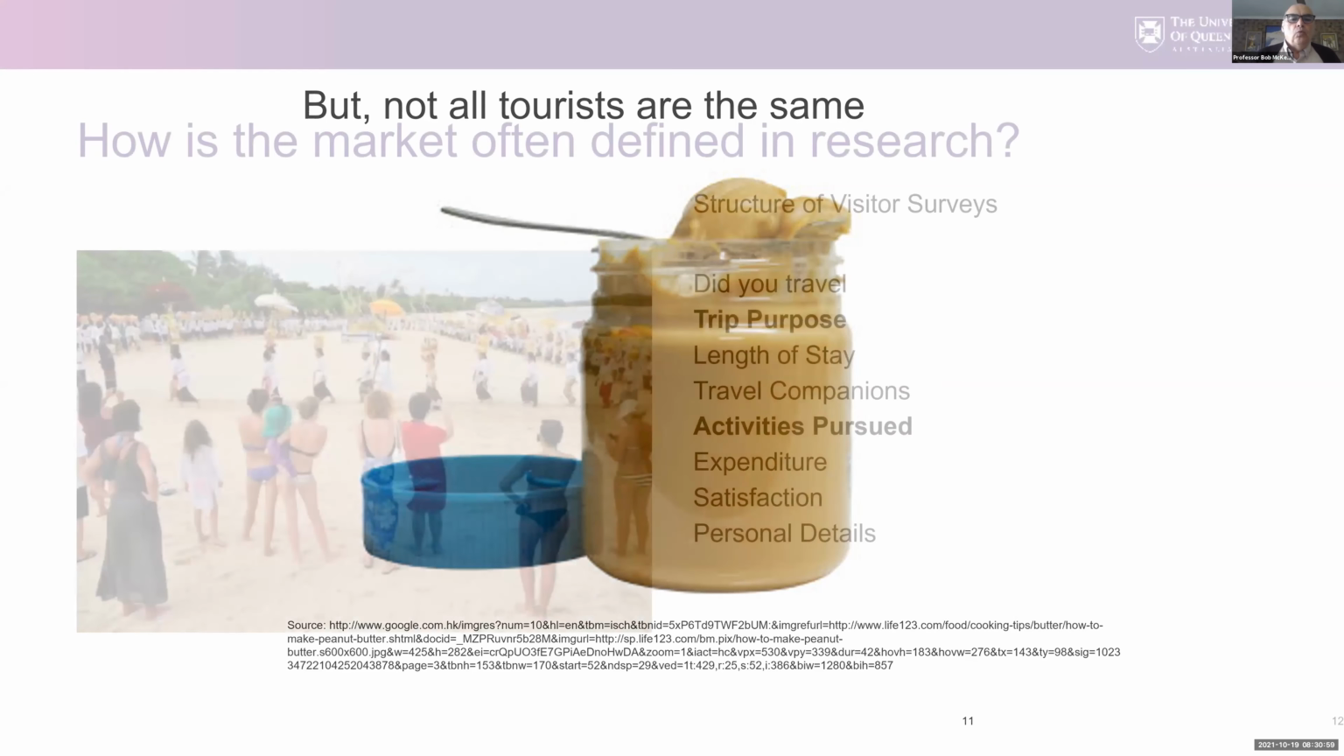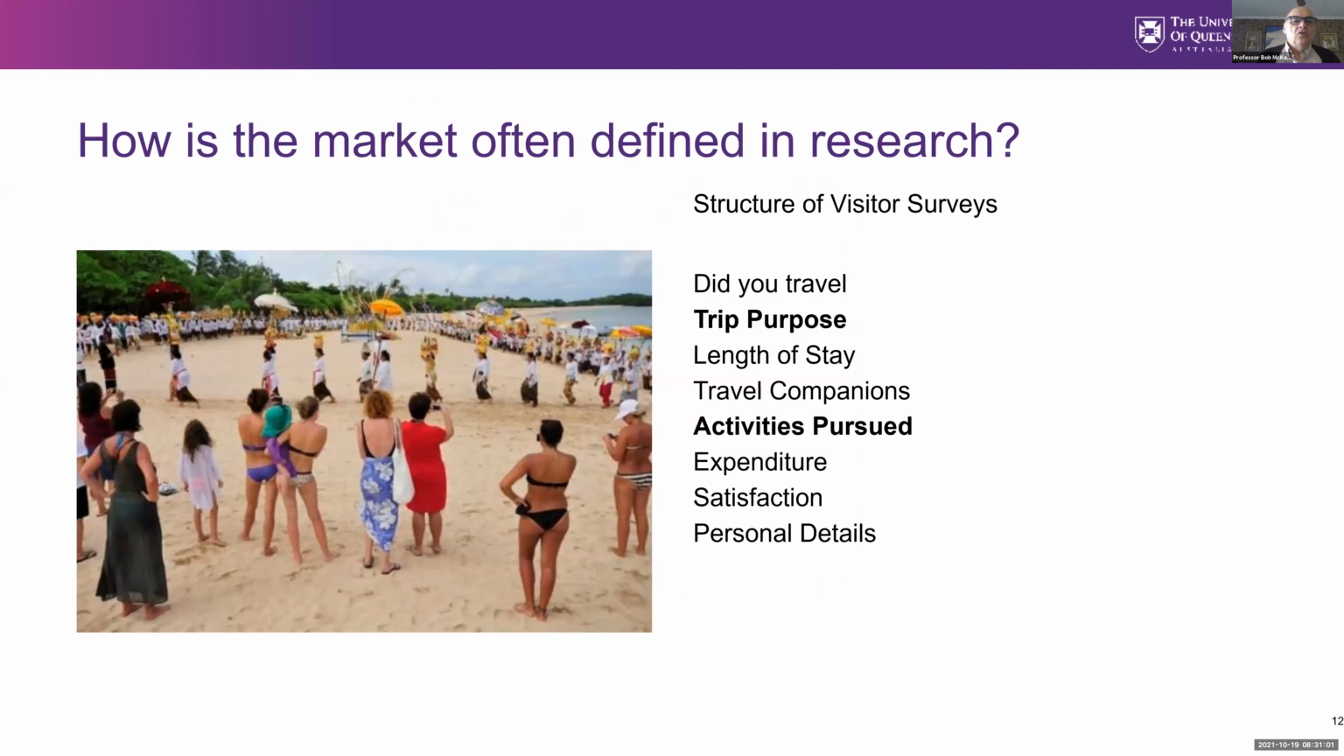Now, why is so much bad research done? Well, you have to understand how visitor surveys are structured. And you have to understand then how people come up to these misleading figures about the market being huge. And typically, visitor surveys done by national or state tourism organizations have a rigorous sampling method. They've got a rigorous questionnaire. The data are good, but you have to understand what is being asked in the data.